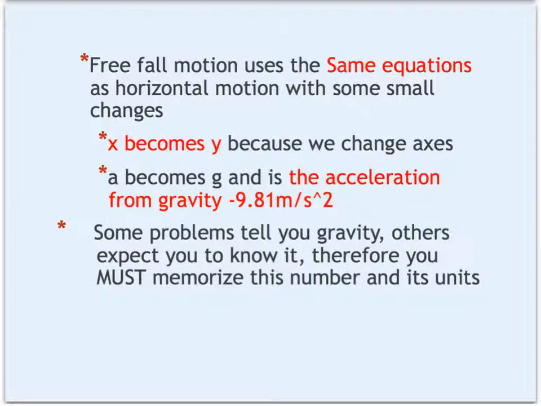As we try and calculate free fall motion, we will use the same equations that we used so far for horizontal motion, but only with a few small changes. Anywhere that we had x, we will now have y, because instead of moving horizontally along the x-axis, we're now moving vertically along the y-axis. Also, we will change a into lowercase g, because we don't just have any acceleration, we have a very specific acceleration, which is negative 9.81 meters per second squared.